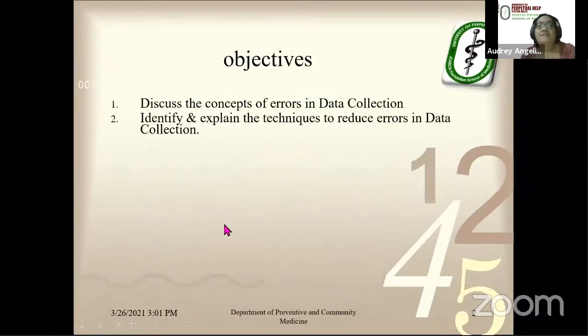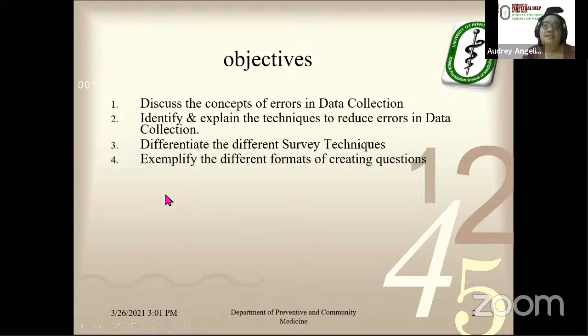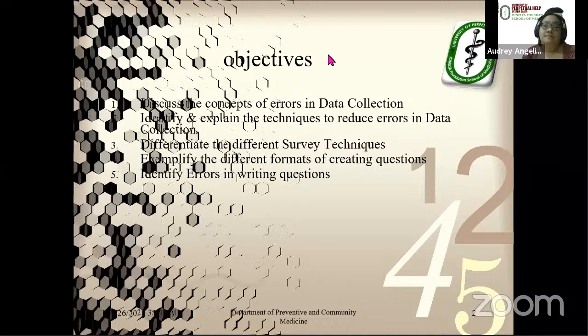Okay, so the objectives for this lecture would be to discuss the concept of errors in data collection, techniques to reduce errors in data collection, differentiate survey techniques, look at formats for creating questions, and identify the errors in writing questions. Okay?